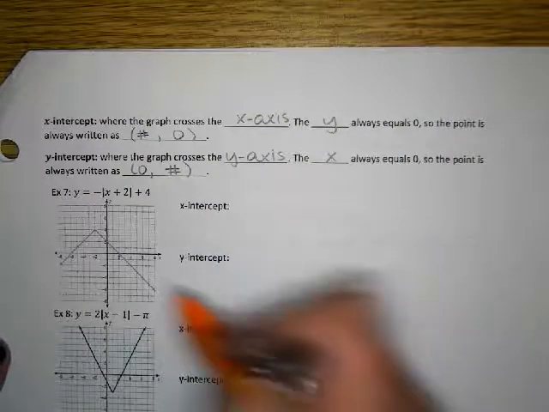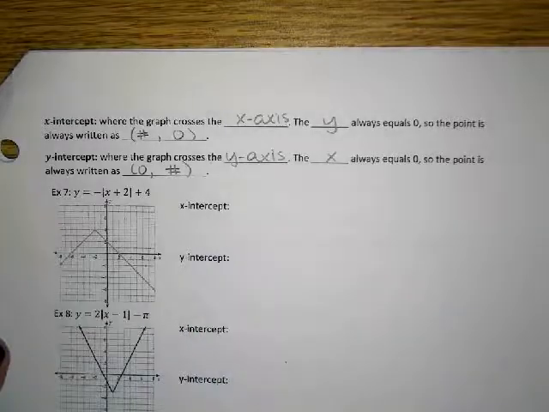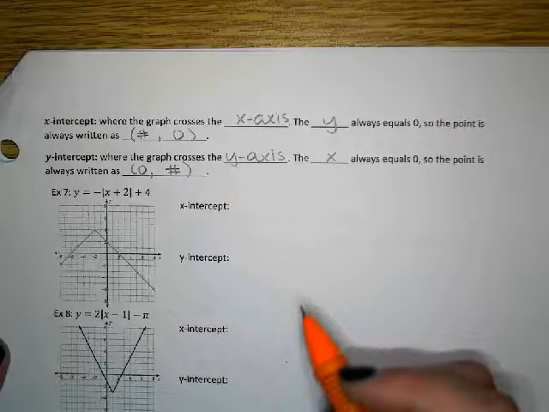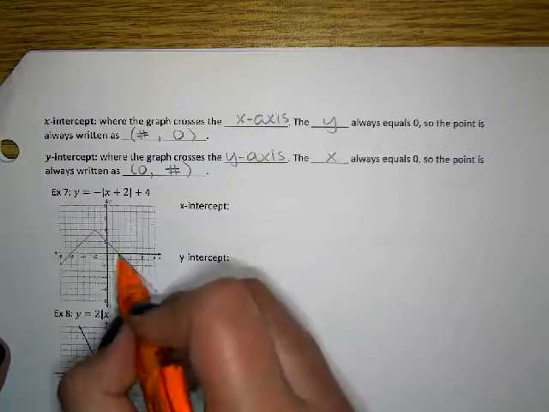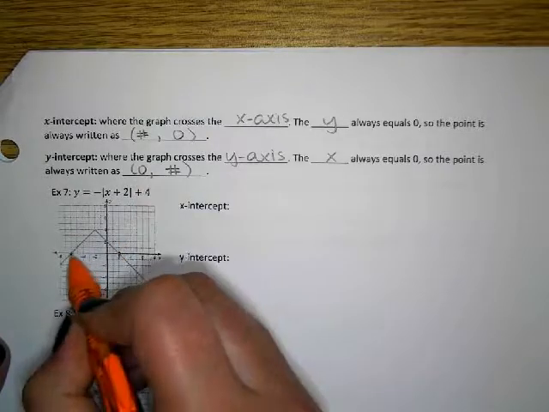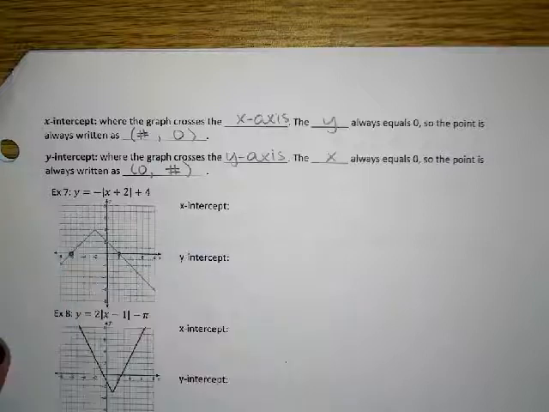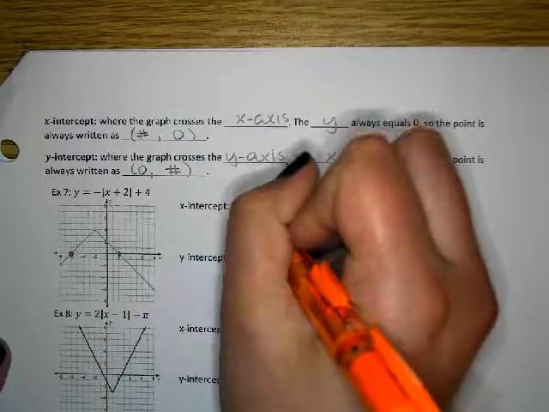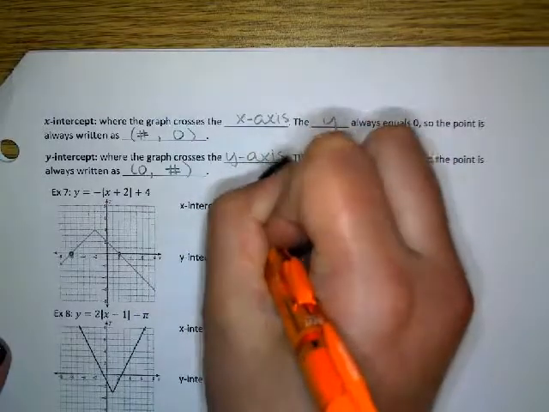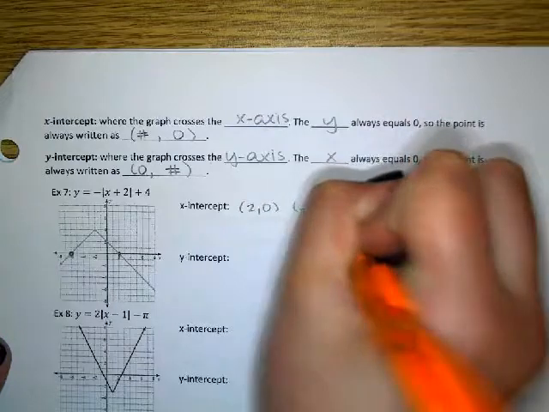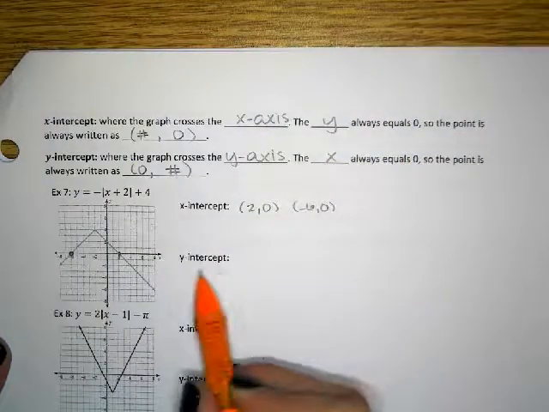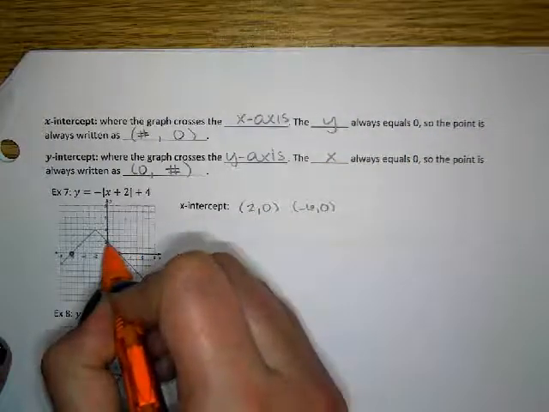Now, for these first 2 examples, the intercepts are very easy to find. The x-intercept for this one, 2 and -6. 2 and -6. And then the y-intercept looks like it's 2 as well.